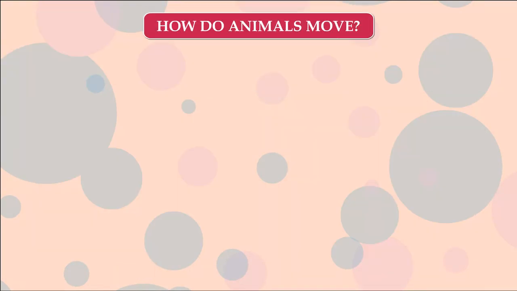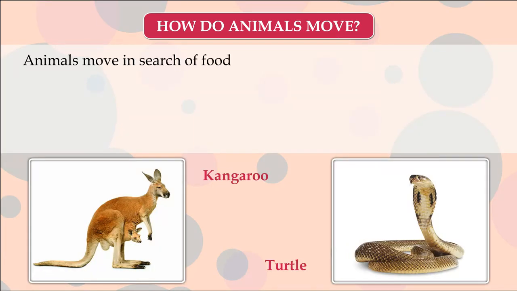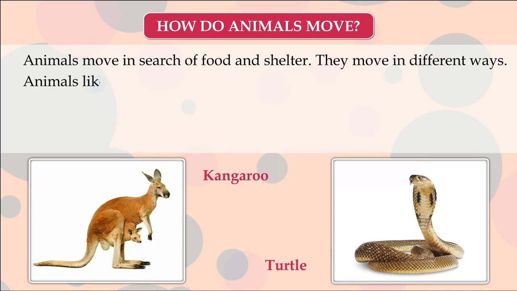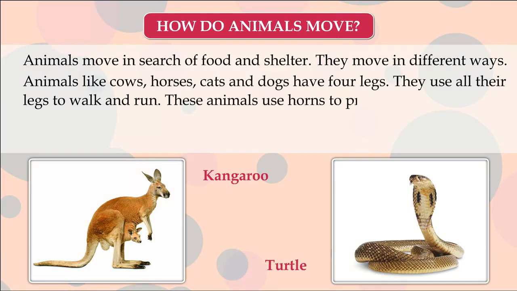How do animals move? Animals move in search of food and shelter. They move in different ways. Animals like cows, horses, cats and dogs have 4 legs. They use all their legs to walk and run. These animals use horns to protect themselves.